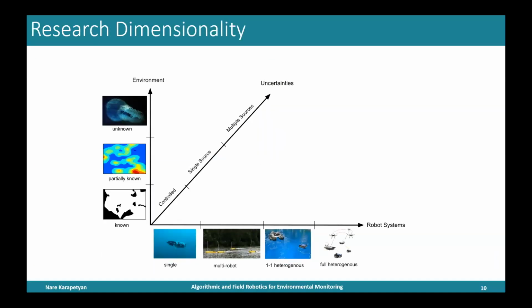So with that said, my research, the planning and exploration problem, can be characterized with these three dimensions. On one hand, we have the environment: depending on whether we have full information about the environment, partially known information, or a completely unknown environment, the spectrum will be different. Then we have robotic systems. We are looking at the problem from the perspective of a single robot, multiple robots, one-on-one heterogeneity, multi-robot, or full heterogeneity.